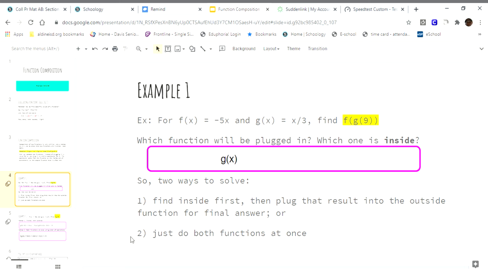So if I want f of g of 9, that means I'm going to plug 9 for the x here. So that'd be 9 over 3. And then I would use that to plug it into the x in f. So it'd be negative 5 times 9 over 3. Okay, I work out both methods.